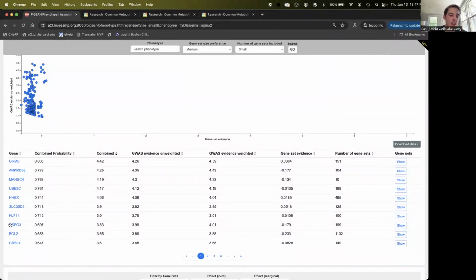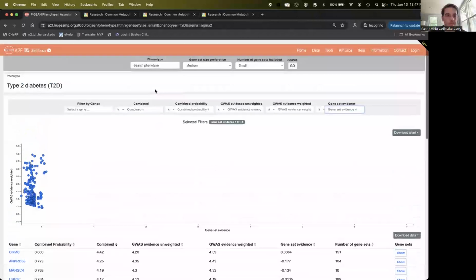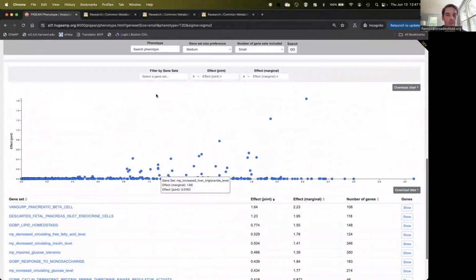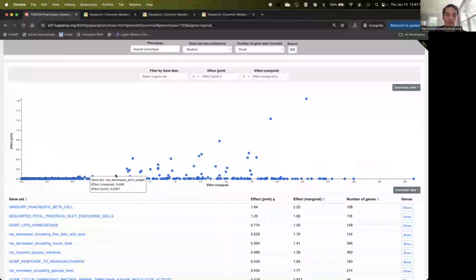And I did notice KLF14, which, for those who know diabetes, is quite well known, but for whatever annotations it has, it was not picked out to be important. So now below, you have the gene sets, and here the scatter plot is showing the marginal and joint effect sizes that I mentioned. So a lot more gene sets have marginal effects.